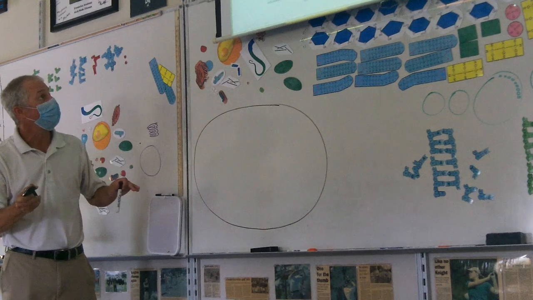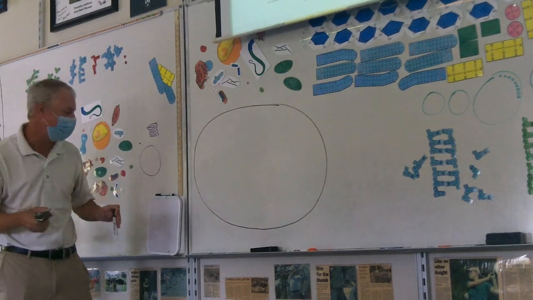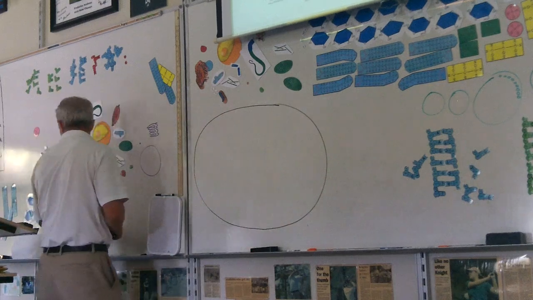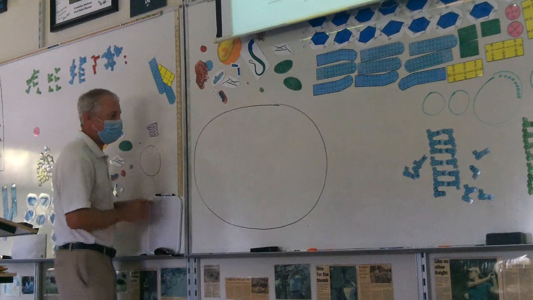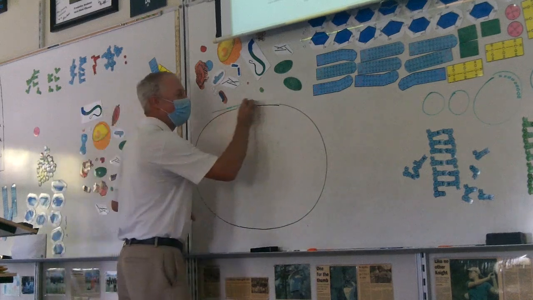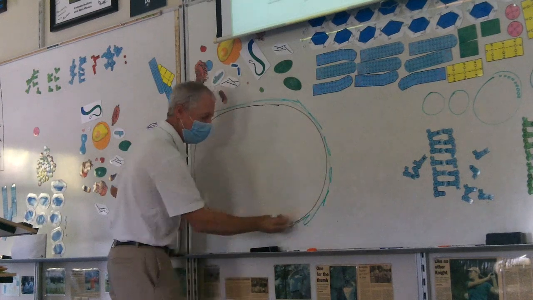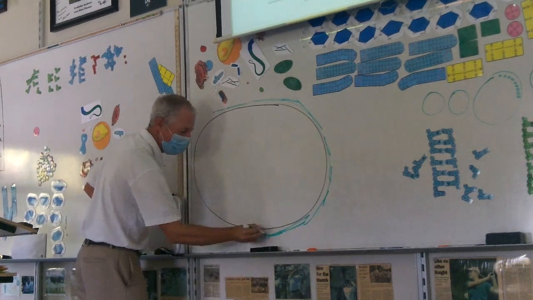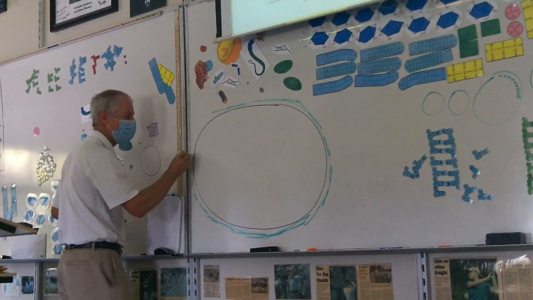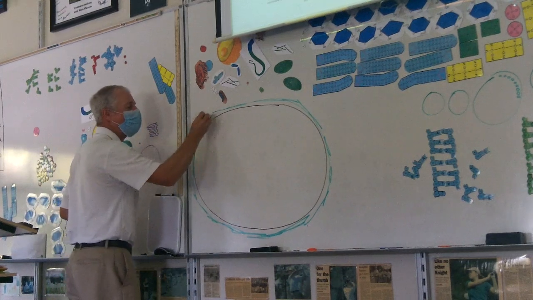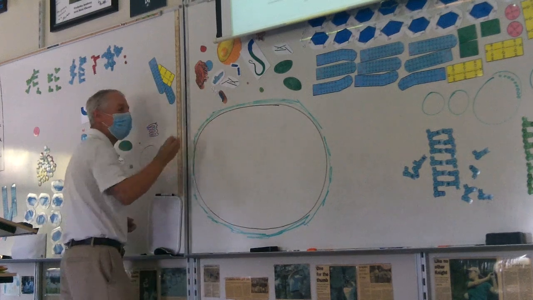Now, plant cells have a cell wall around the membrane. How would I draw the cell wall? Maybe I'll use a green marker just to show that it's a plant. And the cell wall is usually pretty thick. And what's it made of? In plants, it's made of cellulose, in plant cells. What's it made of in fungal cells? Chitin or whatever it's called. In fungal cells, it's made of chitin.